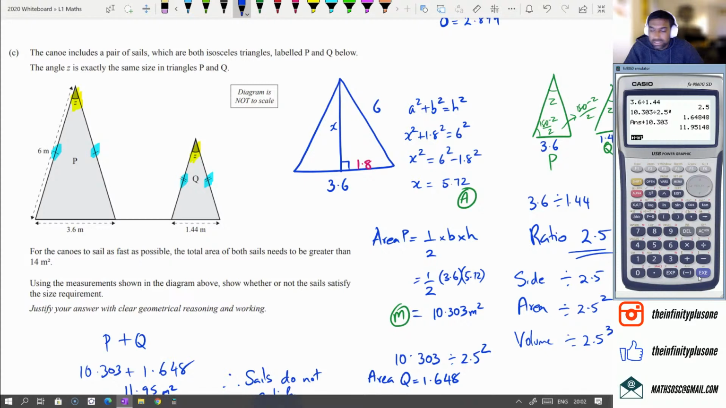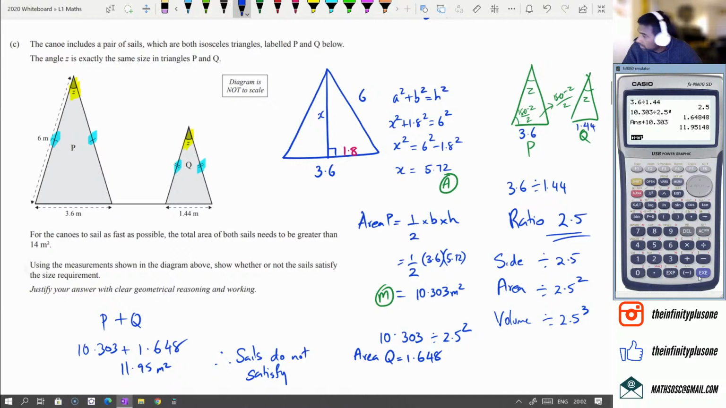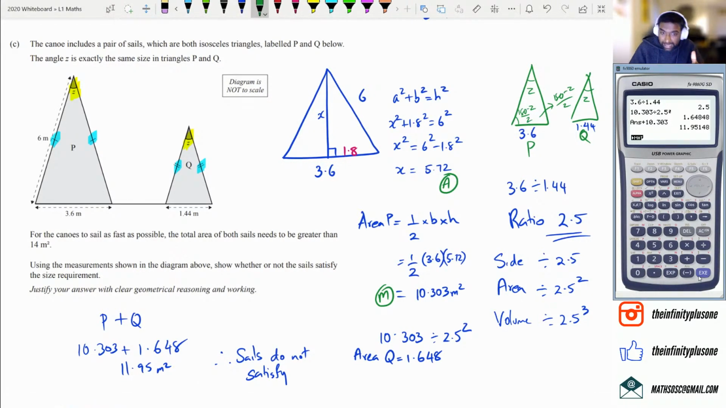Why can't we use 6 as the height? Because 6 is on the side of the triangle. It's not the height. The height actually goes from the ground up, but 6 is on the side of the triangle, so we can't use 6 as a height. Going back to the final part, you have to calculate the total area, which we have, and you also need to write a conclusion that the sales don't satisfy the condition. This part right here is going to get you an Excellence.